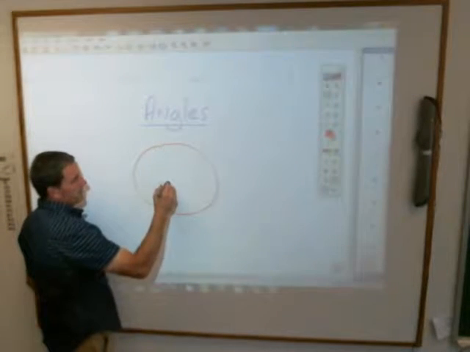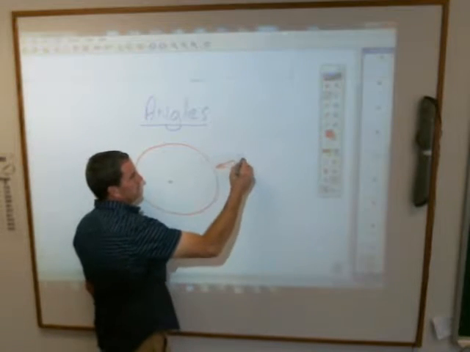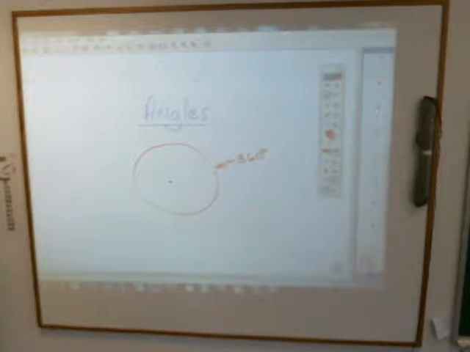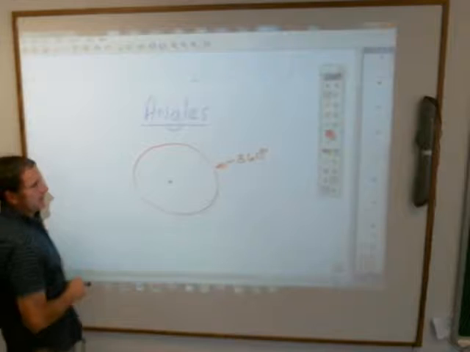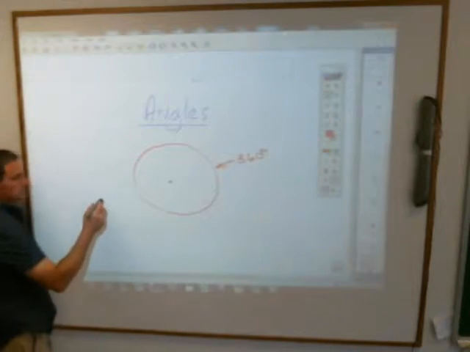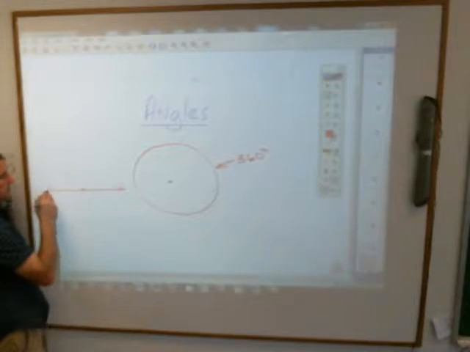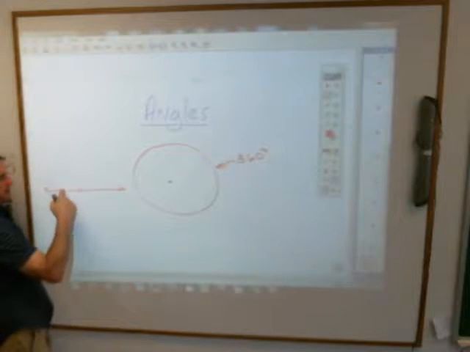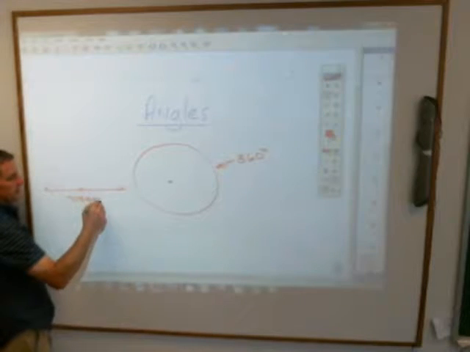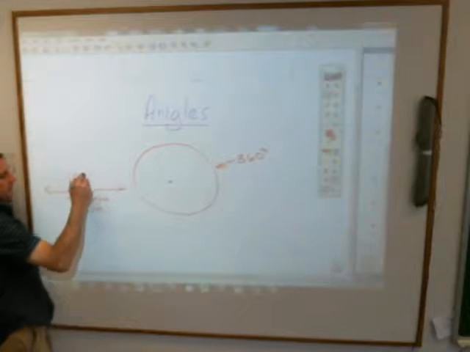A circle has how many degrees in it? Kate? 360 degrees in a circle. If you turn 360 degrees, you end exactly where you started. If you have a straight line, that's like a half of a circle. How many degrees is a straight line? 180 degrees.